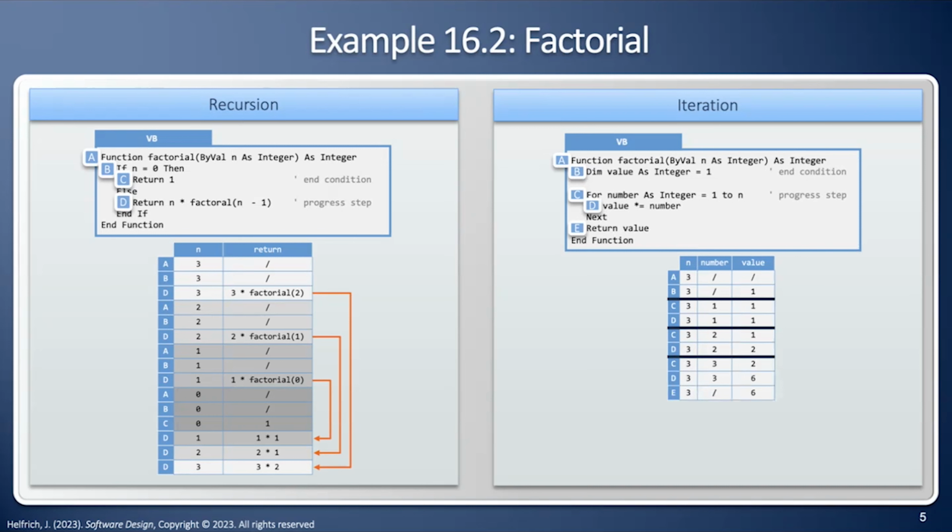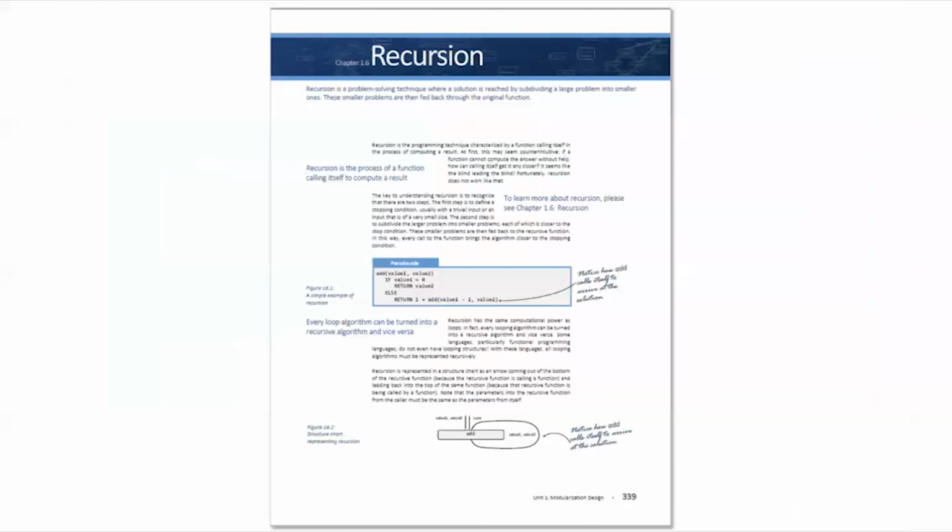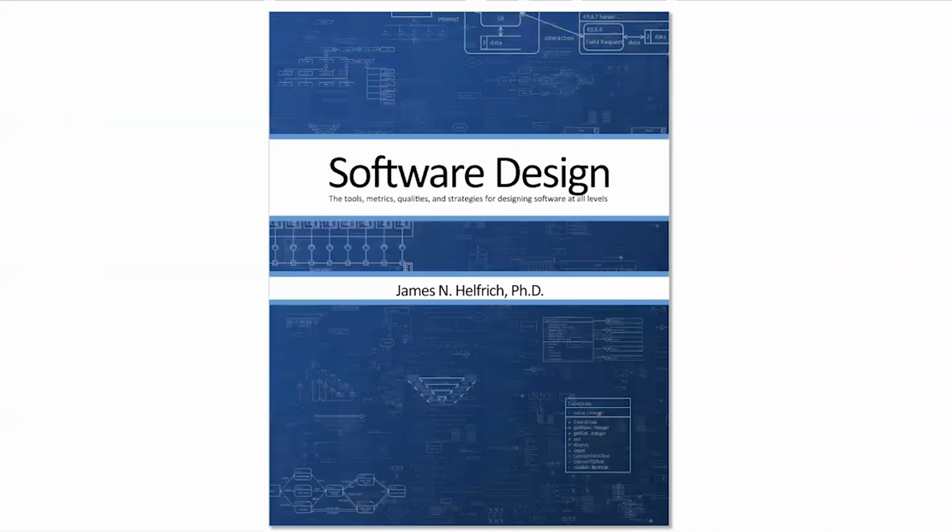Once again, we have the same operations going on, the times equals, and we have the same number of iterations going on. It's just the mechanism is completely different. In the iterative solution, I have to use the number iterator. In the recursive solution, I call factorial n times, but the end result is the same. This is example 16.1 and 16.2 in the recursion chapter of the software design textbook.